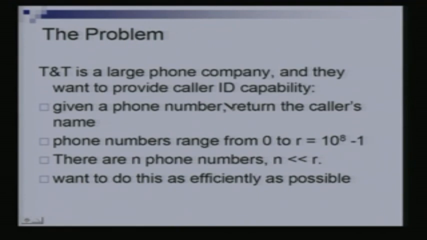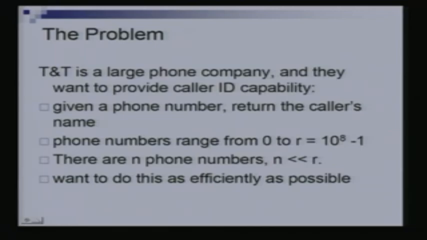Okay. So, now that ends my aside on searching, and I am going to go back to my dictionary problem. I am going to look at a setting where you are asked to implement, let us say, a caller ID facility for a large phone company. So, there is this company, and what it wants you to do is, given a particular phone number, it wants to. So, what happens in a caller ID facility?